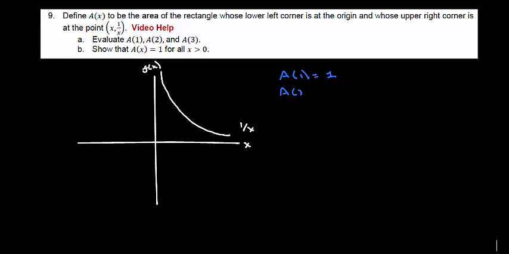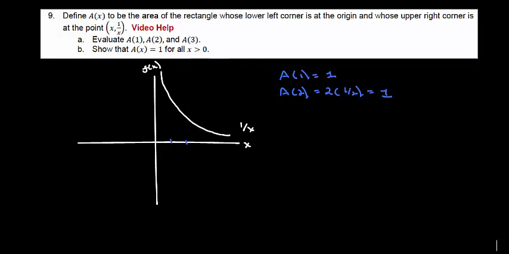Okay, so now let's go ahead and do a second value. So we'll do A2. So we need to go over to 2. So here's 1, here's 2. Now at 2 over, our height is 1/2. So the area inside this is 2 times 1/2, which again is equal to 1.